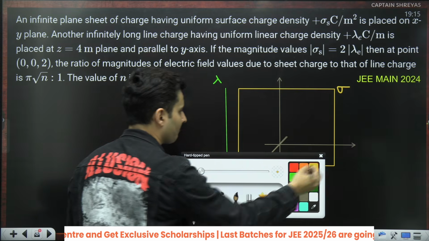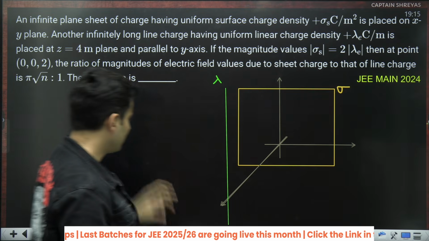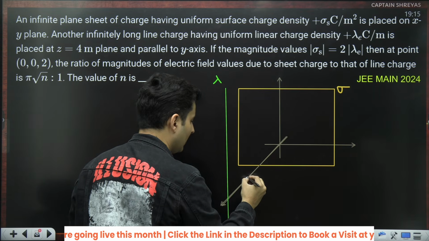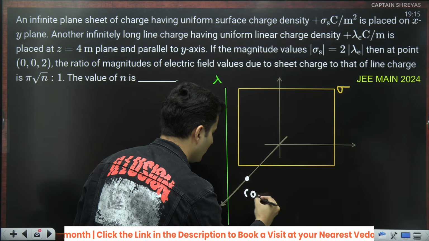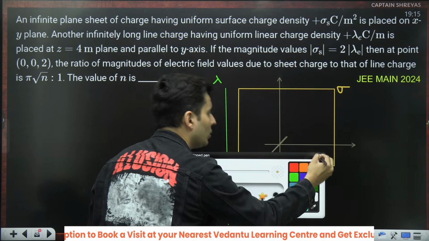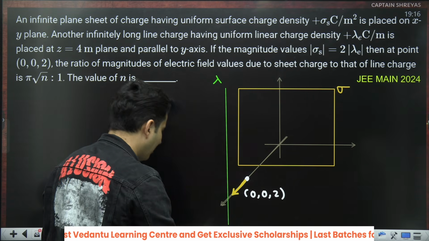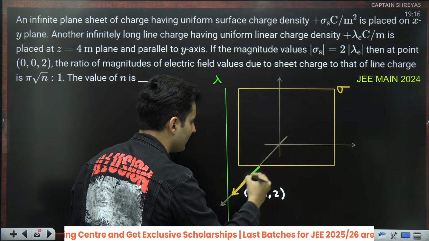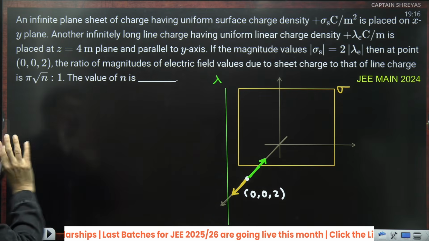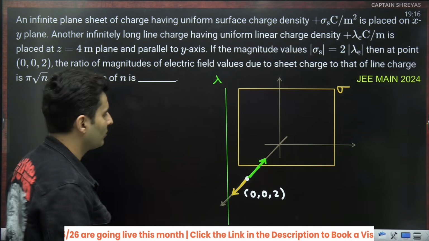Now see what happens. If you are at the point (0, 0, 2), the x and y coordinates are 0, the z coordinate is 2. So at this particular point, you are lying only on the z axis. Due to the large sheet, the electric field will be in this direction. Due to this long wire, the electric field will be in this direction. I hope you are able to visualize it. Both are positive, that means the field will be away. The ratio of the magnitudes of the fields is asked. All right, let's do that.